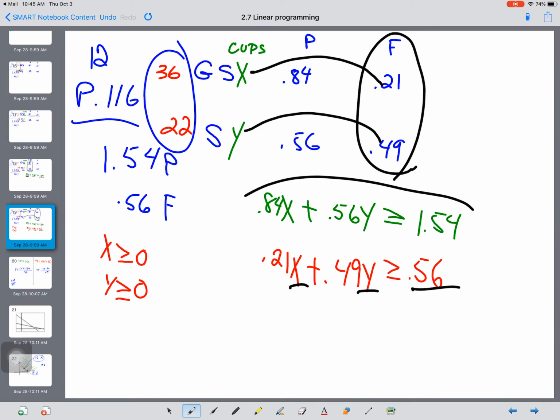So I've got these two equations. Now these are nasty equations, and you do not want to have to graph these by hand. So let me show you something on the calculator. So get your calculator if you need it.